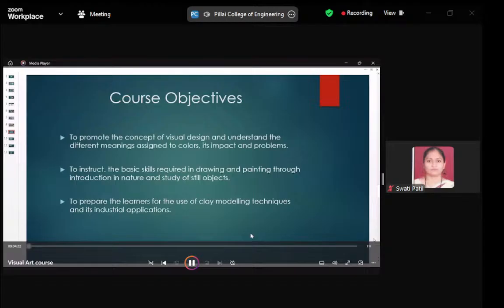Our course objectives: to promote the concept of visual design and understand the different meanings assigned to colors, their impact and problems. To instruct the basic skills required in drawing and painting through introduction in nature and study of still objects. To prepare the learners for the use of clay modeling techniques and its industrial applications.